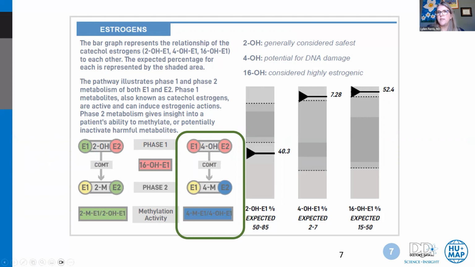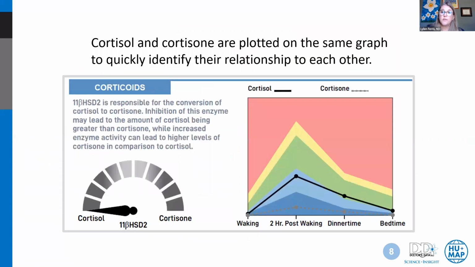Now, I do want to note that the methylation activity seen here is just reflective of the estrones, but in the neighborhood section of the report, we will also see information on estradiol. Now, for further clarification here, when we're looking at these bars that compare the amount of 2, 4, and 16-hydroxyestrone, these dotted lines represent the reference interval, and then the darkest gray area in the middle here is the optimal range. In the corticoid section, cortisol and cortisone are plotted together for quick information about their relationship to one another.